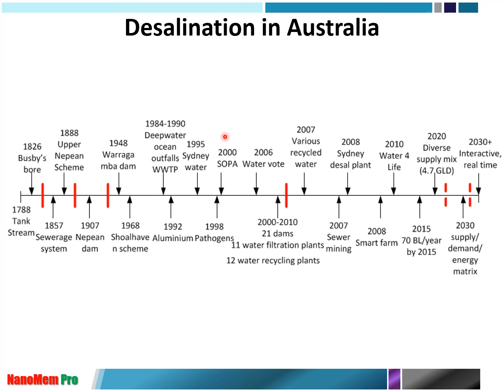So you remember the 2000 Sydney Olympic Park. At that time, they utilized the wastewater reuse plant, and still, yeah, for the last 20 years we have operated the wastewater recycling plant very effectively. And then they experienced another drought, the Millennium Drought, from 2000 to 2010, and at that time we had 21 dams, 11 water filtration plants, 12 water recycling plants.